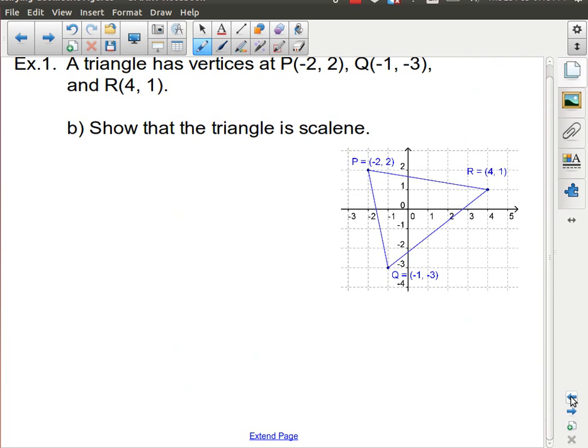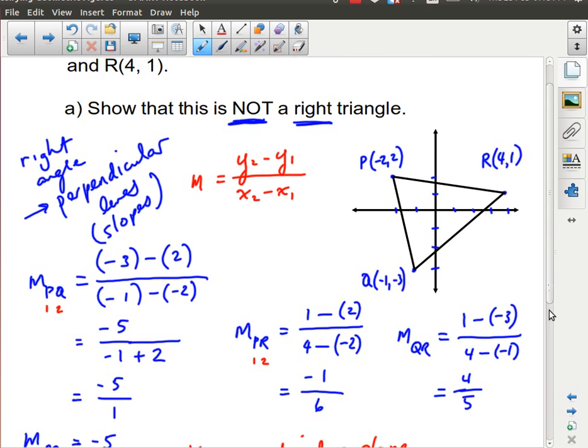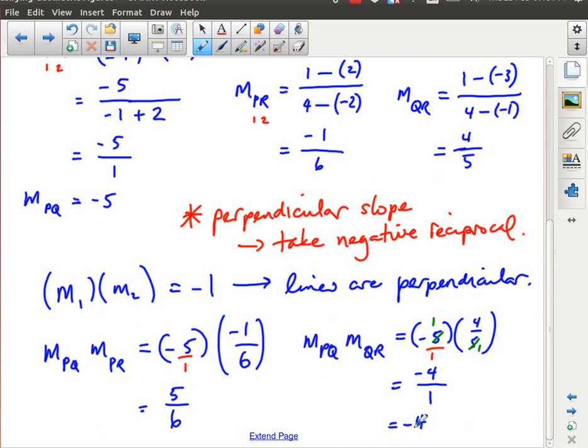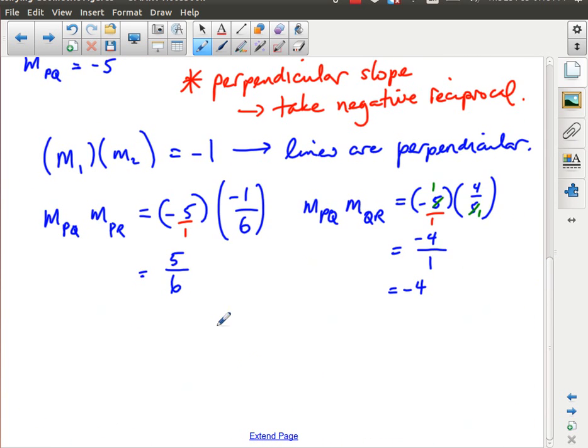Oh, I didn't mean to go to the next page. So this is not perpendicular. This is not perpendicular. And so the last pair I have to do is MPR with MQR. MPR and MQR. So what was MPR?